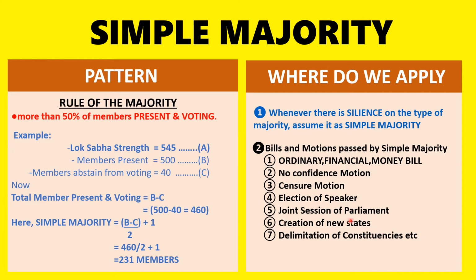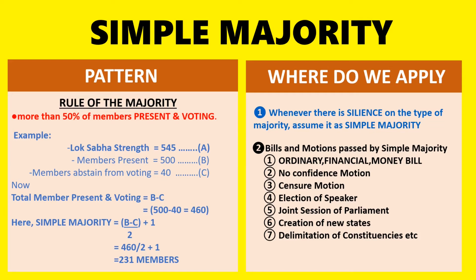In joint sessions, we go for simple majority, as well as for creation of new states, delimitation of constituencies, etc. So these are the applications, and there are many more. I'm just shortening it. In many more subject matters, bills and motions, we can go for simple majority.